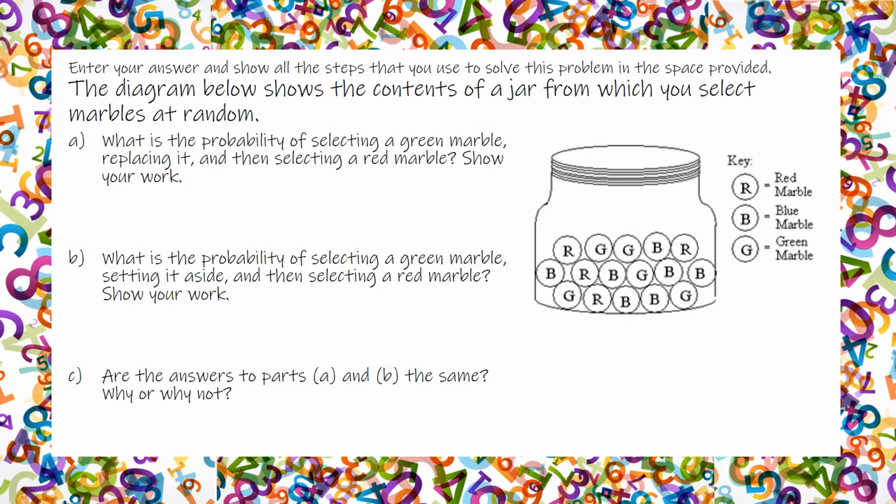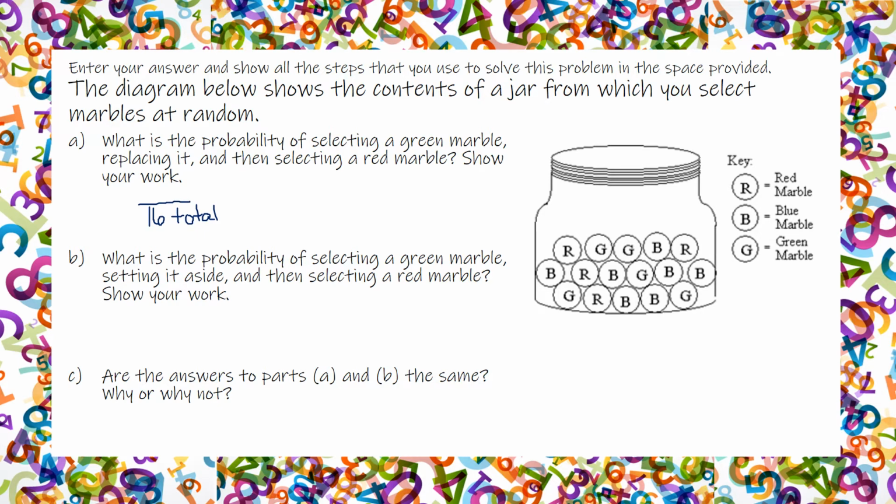So the diagram below shows the contents of a jar from which you select marbles at random. What is the probability of selecting a green marble, replacing it, and then selecting a red marble? Make sure you show your work. So the first thing we need to do is count how many total marbles there are. So I'm going to count in the jar. I see 1, 2, 3, 4, 5, 6, 7, 8, 9, 10, 11, 12, 13, 14, 15, 16. So there are 16 total marbles in the jar.